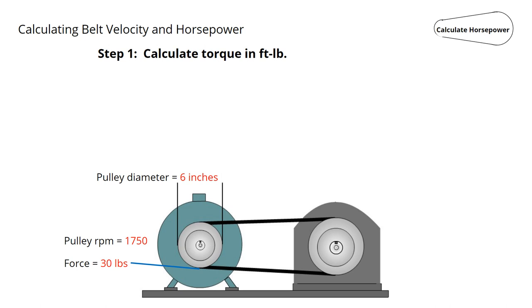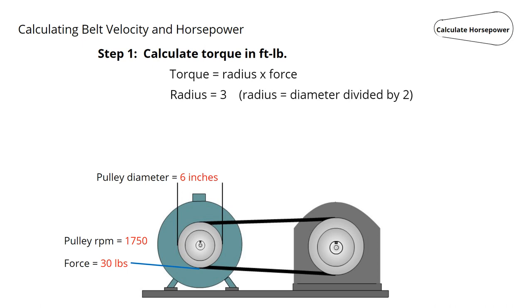Step 1. Calculate torque in foot-pounds. Torque equals radius times force. In this example, the radius equals 3. The radius equals the diameter of 6 inches divided by 2. So torque equals our radius of 3 times a force of 30 pounds.